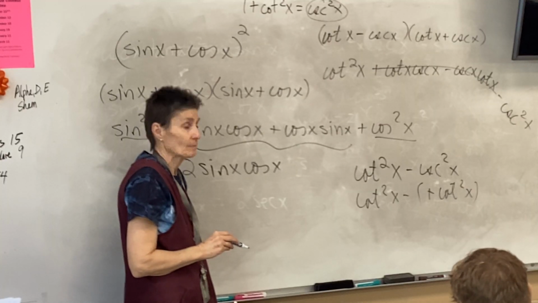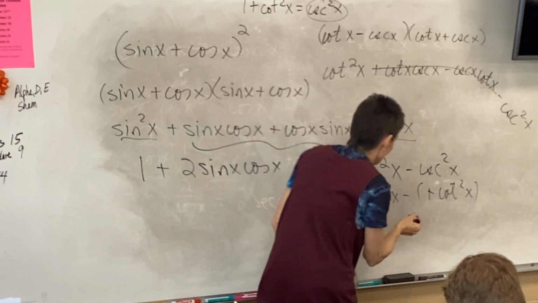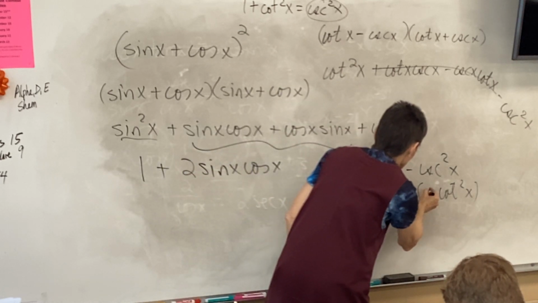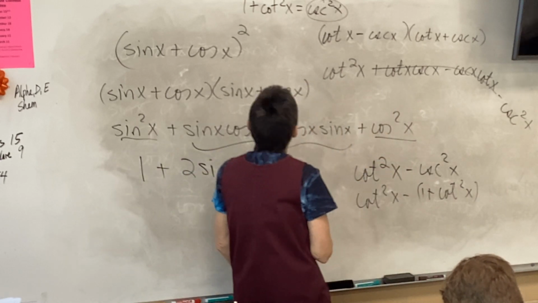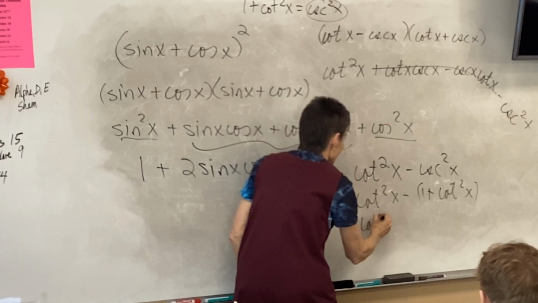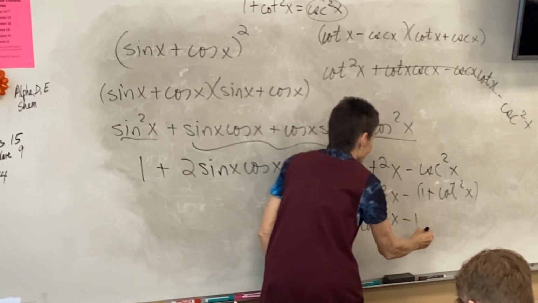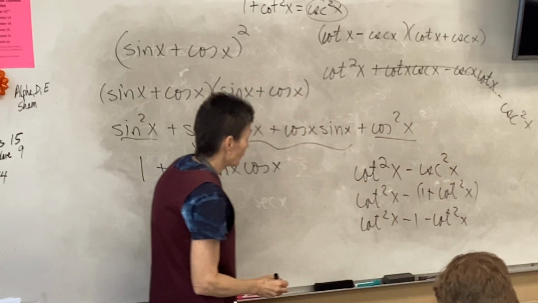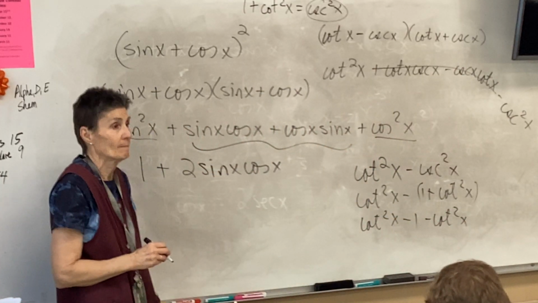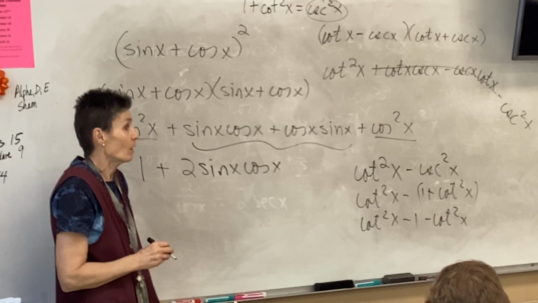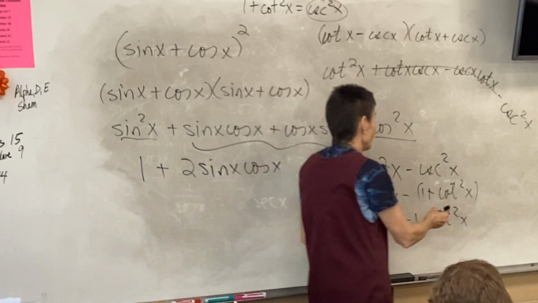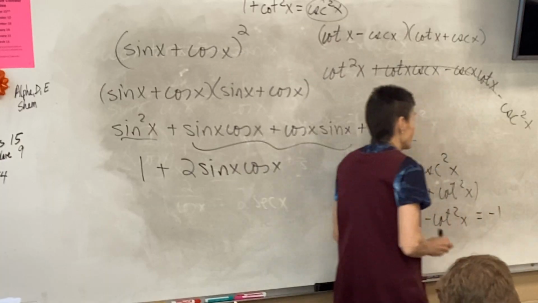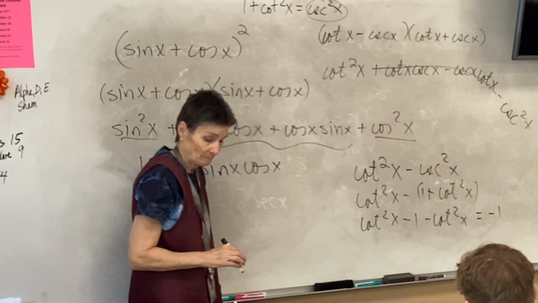Right? Now let's distribute the negatives. So cotangent squared minus 1 minus cotangent squared. Oh my gosh, what does that just come out to be? Negative 1. That one works out to be just negative 1.